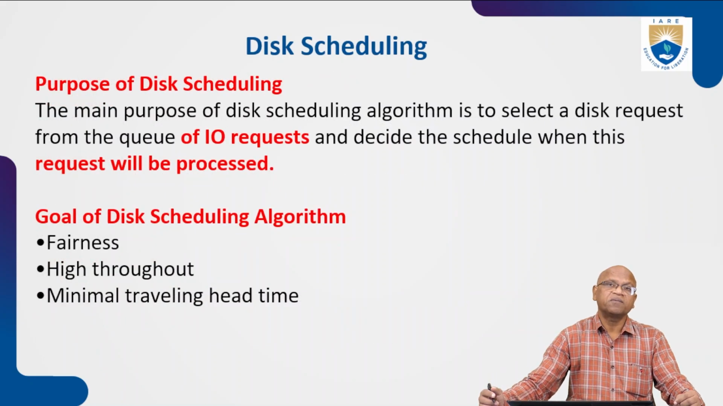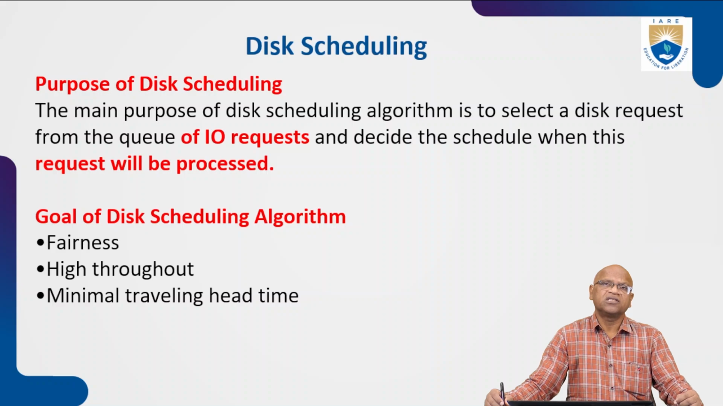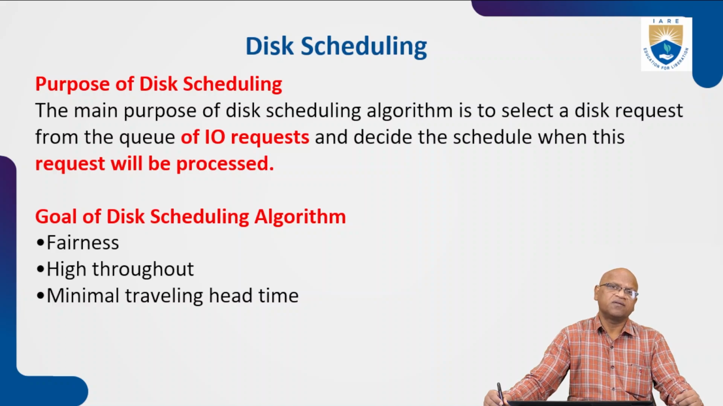So purpose of disk scheduling. The main purpose of a disk scheduling algorithm is to select a disk request from the queue of IO requests and decide when the request will be processed. As you know, once you save a file in a hard disk, if the file is big, it may be saved in 2-3 disks. So which sector have we utilized?